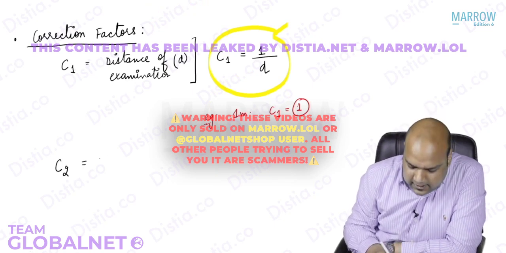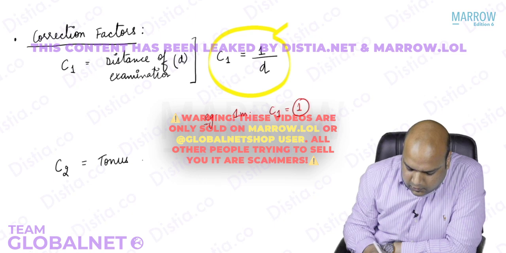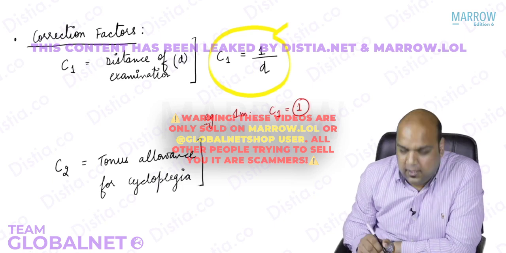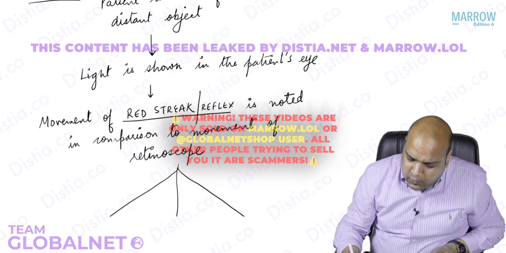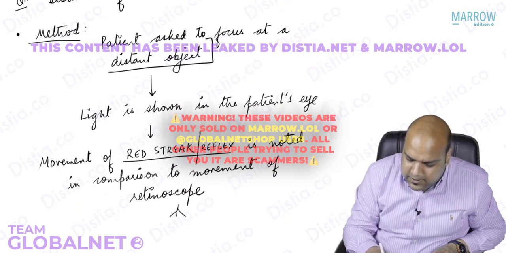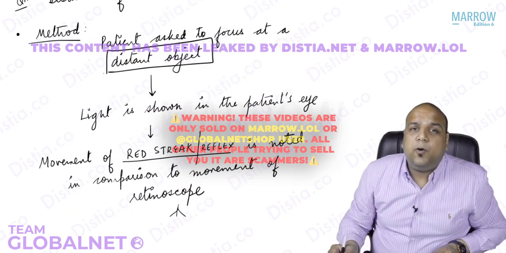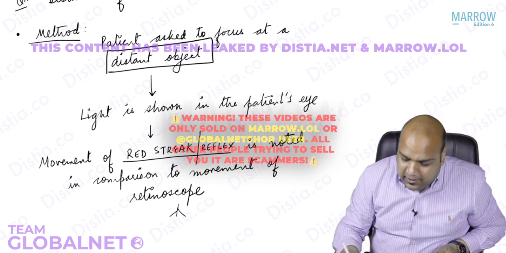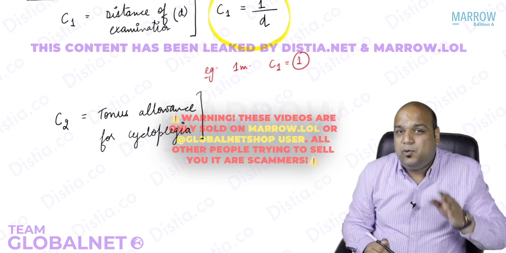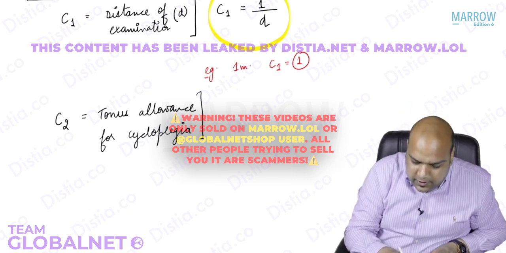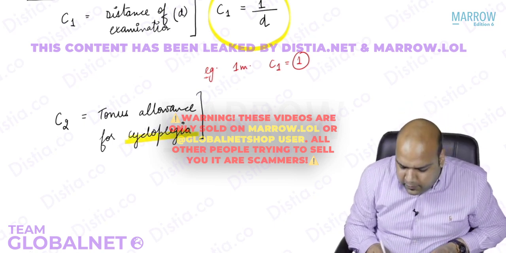Second correction factor is for tonus allowance for cycloplegia. As we just said, everybody, the patient should be looking at a distant object because we do not want accommodation to play a role. So what is the better way to do it? The better way to do refraction is to abolish accommodation. How do you abolish accommodation? You abolish accommodation by doing cycloplegia.